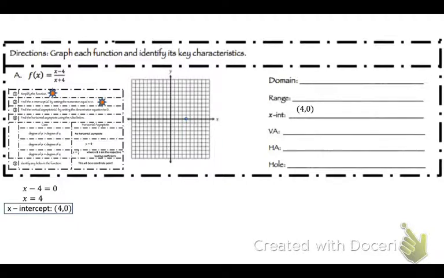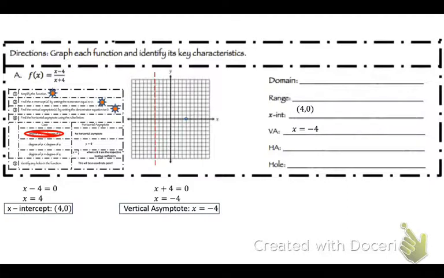So that one's done. We have to find the vertical asymptote by setting the denominator equal to 0. So that's x plus 4 equals 0, which means x equals negative 4. So my vertical asymptote is x equals negative 4. So I'm going to go to negative 4, and I'm going to draw that vertical asymptote right there.